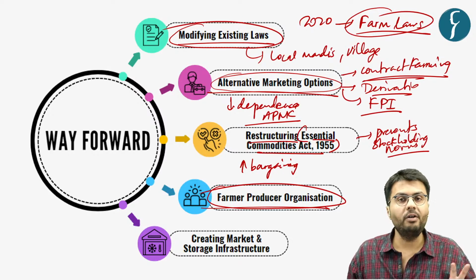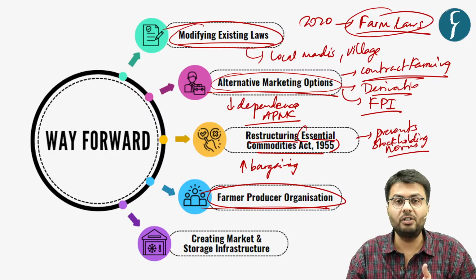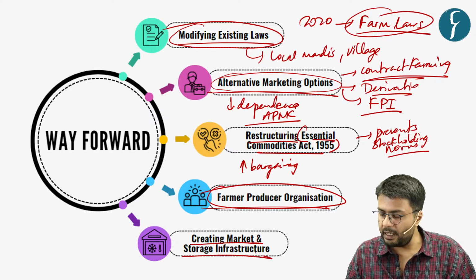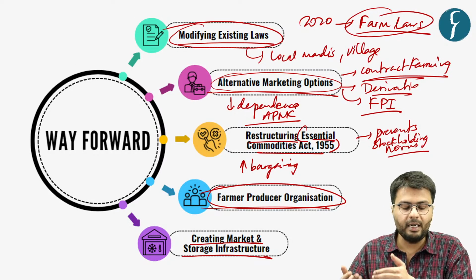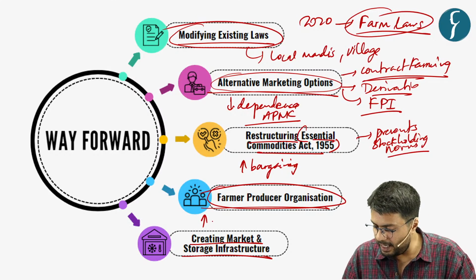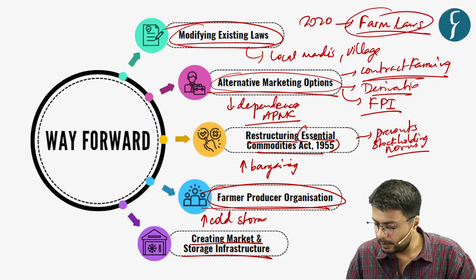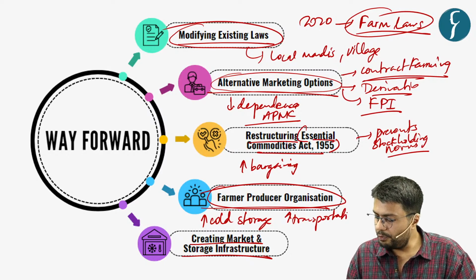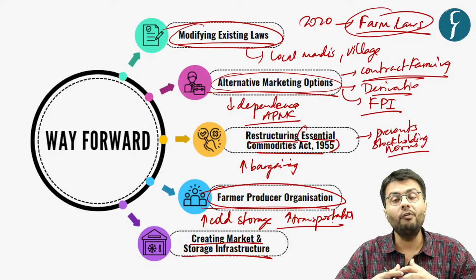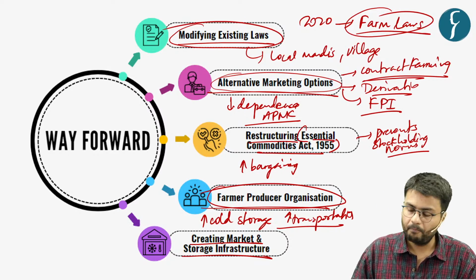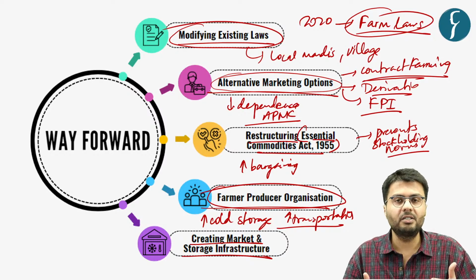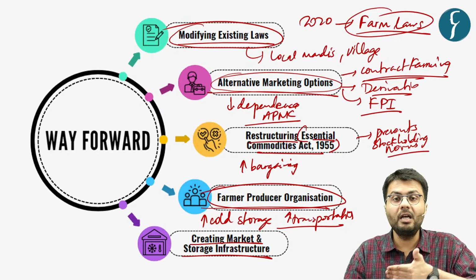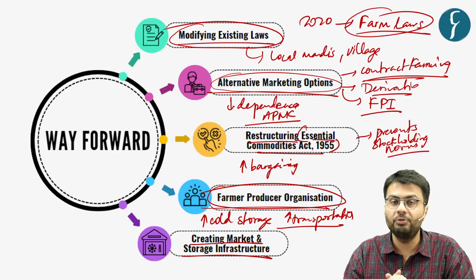Additionally, as I've already highlighted, the country's marketing infrastructure or storage infrastructure is inadequate. So there is a need to encourage creation of storage and marketing infrastructure in the country, especially construction of cold storage, as well as an efficient transportation network, which will enable transport and storing of agricultural commodities in India. So this was the entire discussion related to challenges which the farmers currently face when they are about to market their agricultural produce in the country.